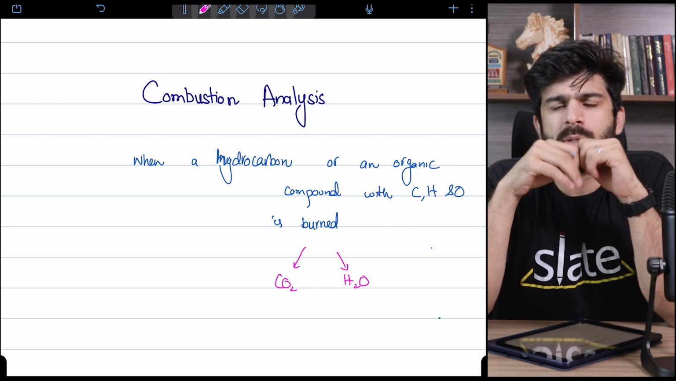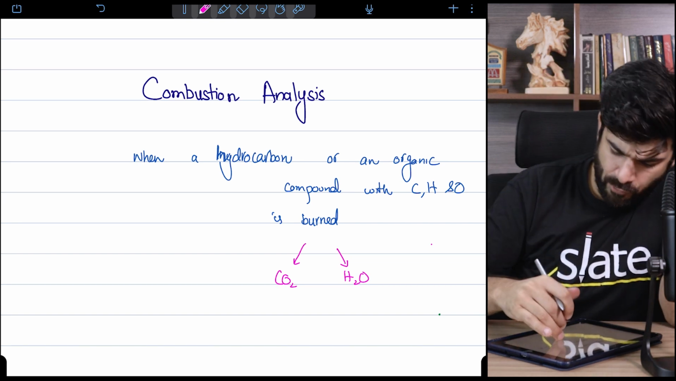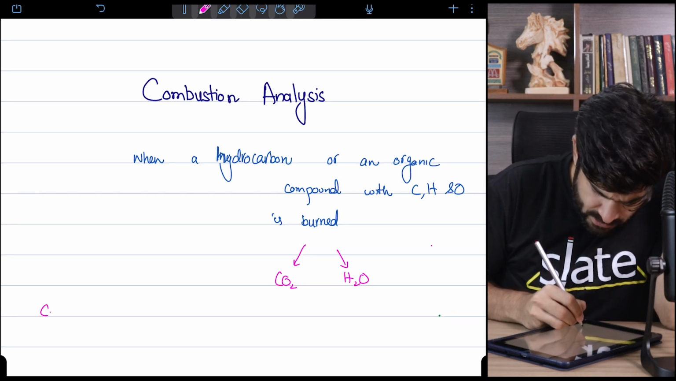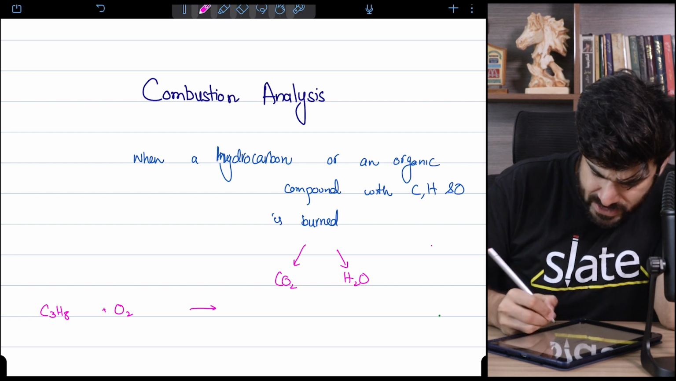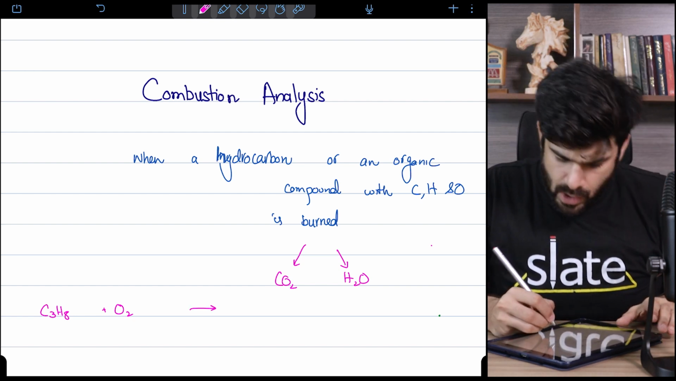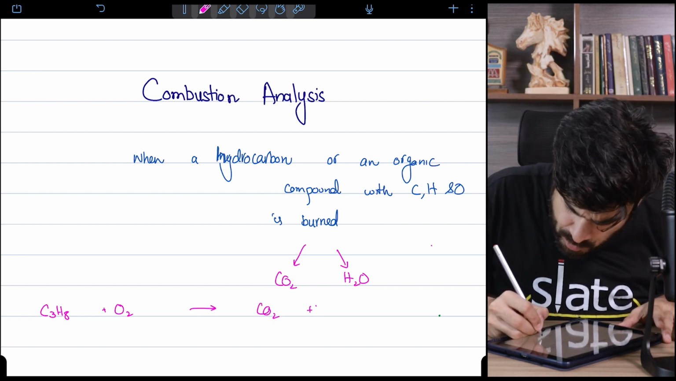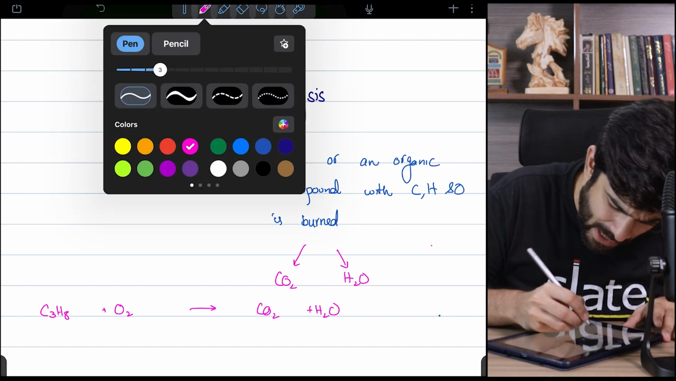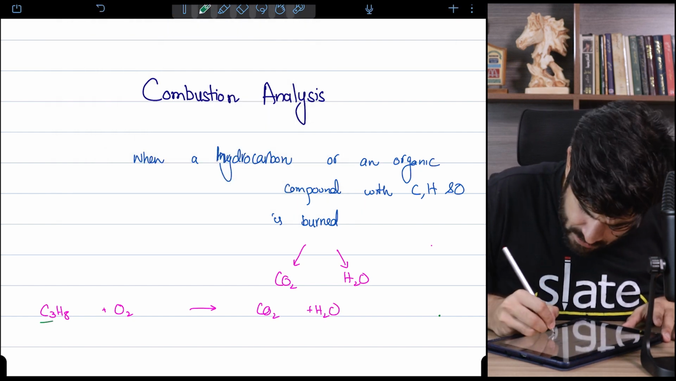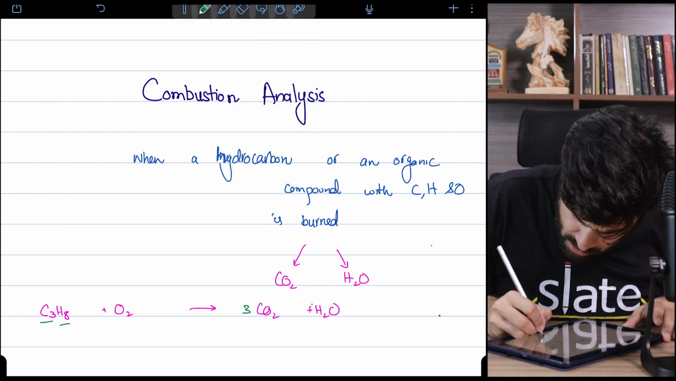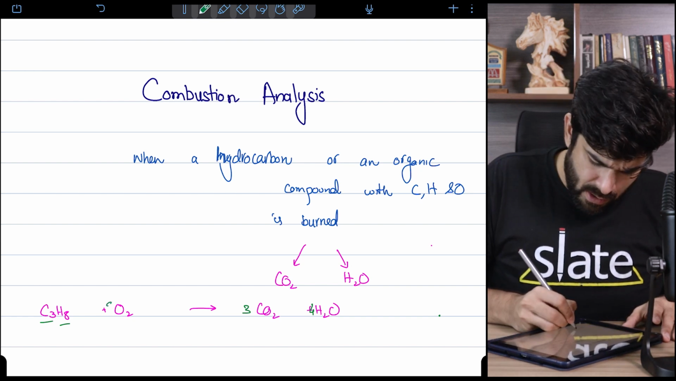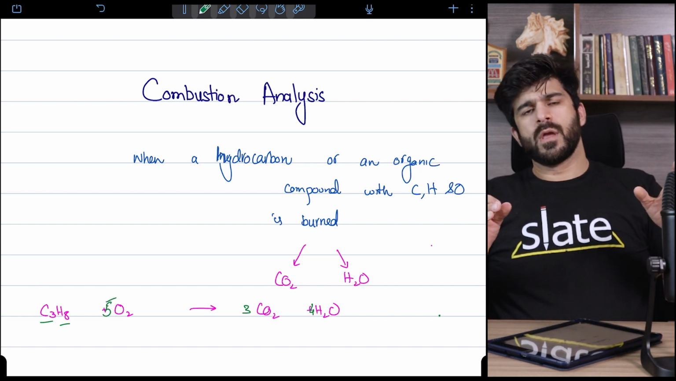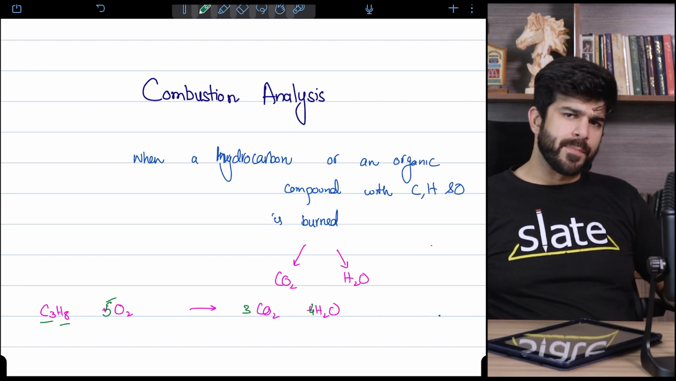And if you recall, we could easily balance the equation. The products were the same. Like for instance, let's say propane. We know we have carbon dioxide and water as products, and we used to balance it this way. 3 carbons, 4, and then we are left with 5 oxygens. So we used to balance the equation this way.